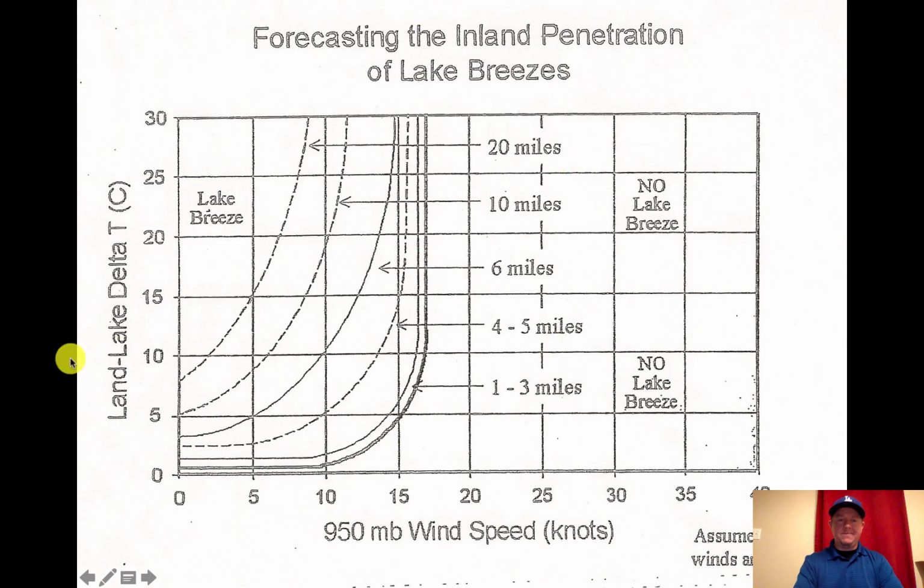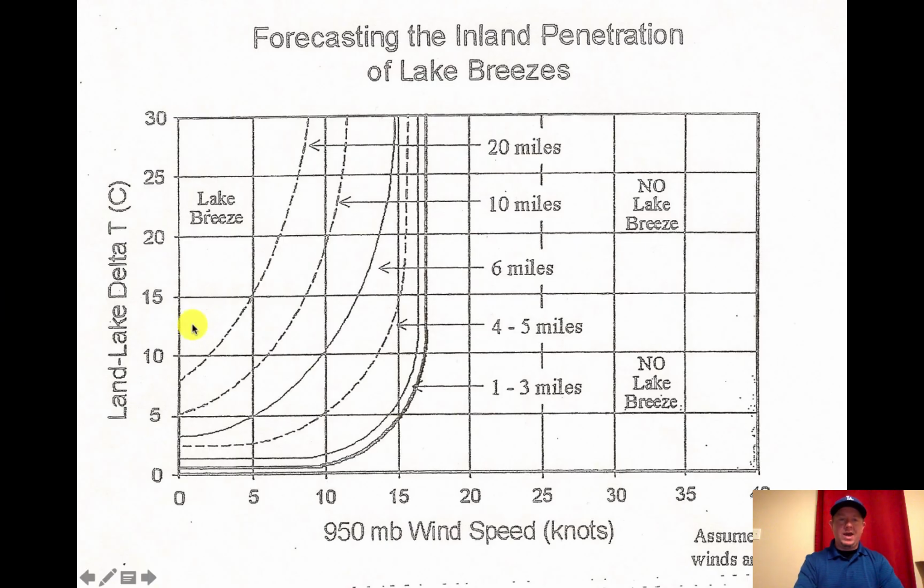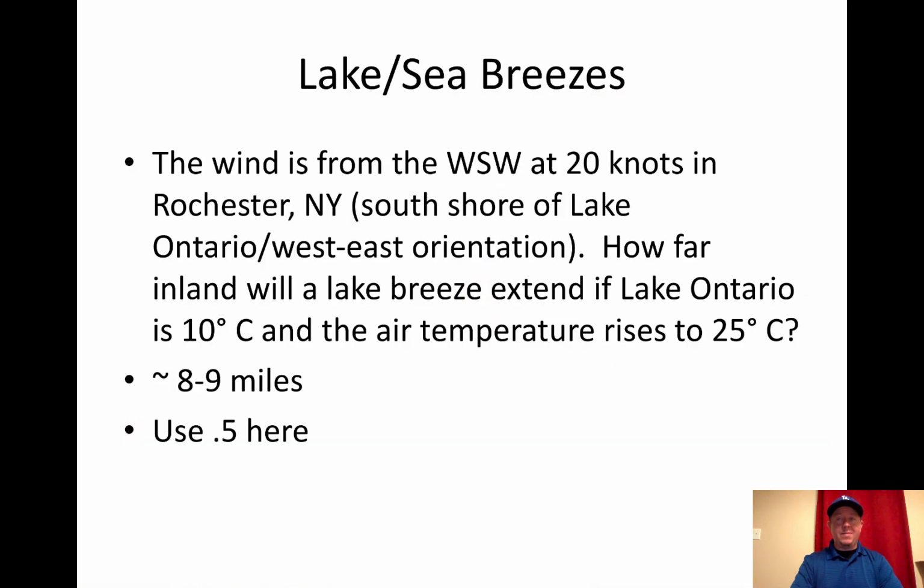So let's look at that. 15 delta T, 10 knots. We see this is 10, we see this is 6. Yeah, I mean, that's in that 8 to 9 mile range, right? But if you didn't use the 0.5, if you used 20 knots, what would have happened? You would have gone over here and you would have said no lake breeze, when in reality the lake breeze was going to come in 8 to 9 miles. You would have really busted your forecast bad that day by not understanding this principle and using trig, all right?